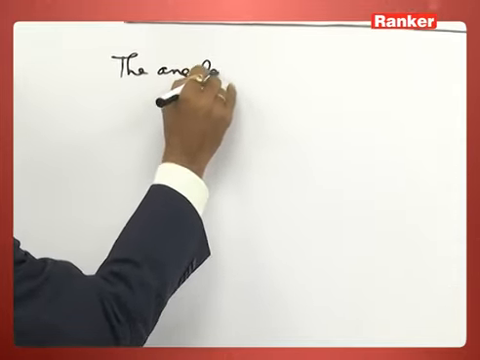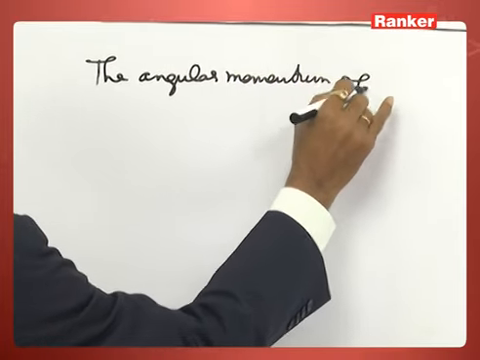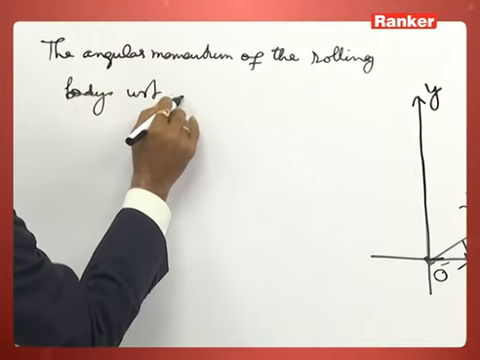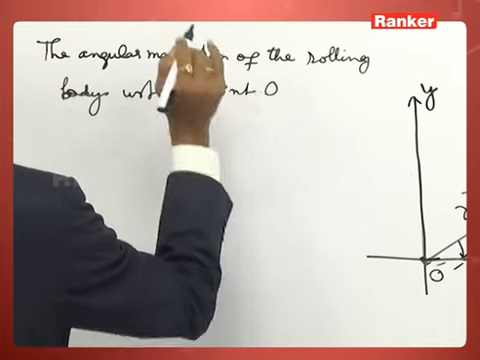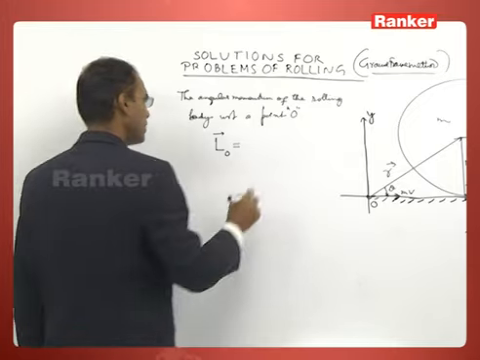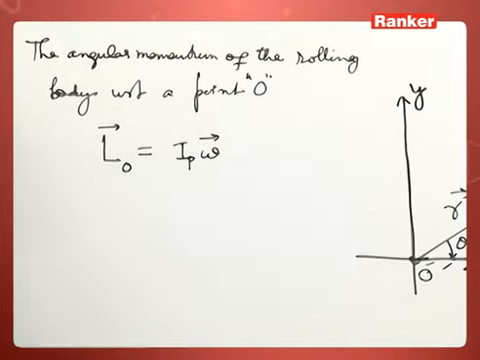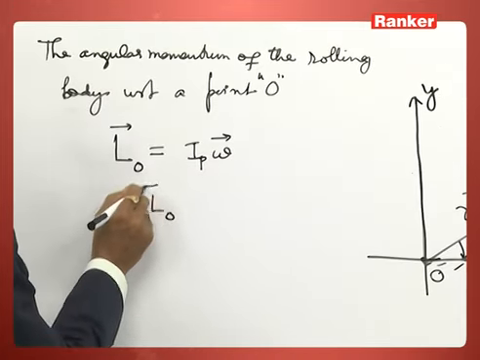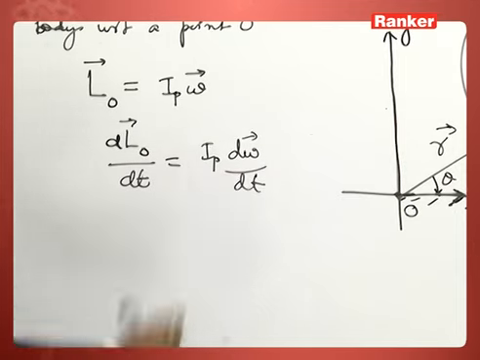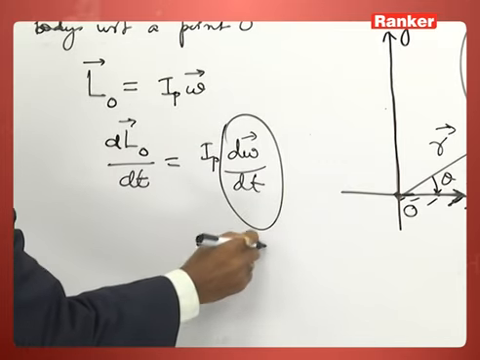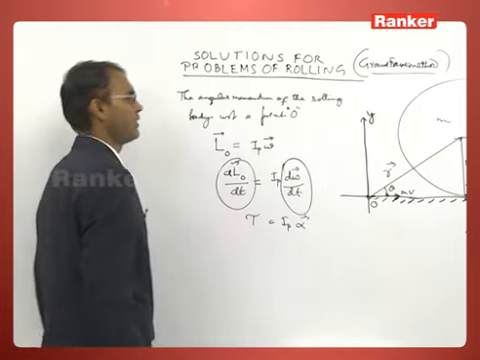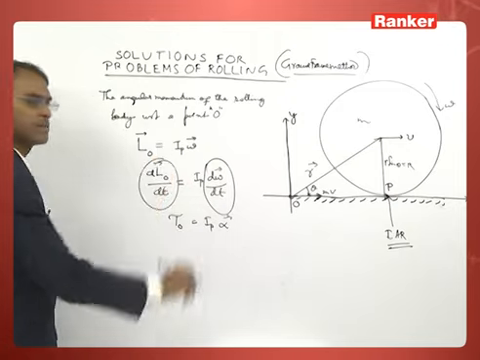The angular momentum of the rolling body with respect to a point O is equal to IP into omega. Differentiate both sides with respect to time once. dL by dt is equal to IP d omega by dt. d omega by dt is the angular acceleration of the rigid body, alpha vector, and this is equal to the net torque experienced by the body about this fixed point. That's very interesting.